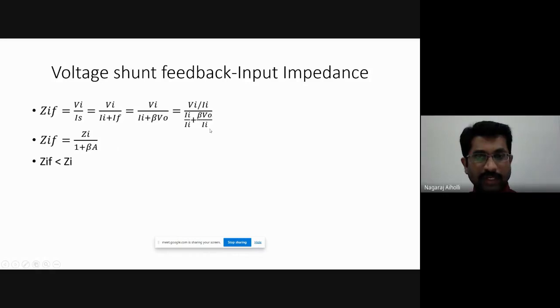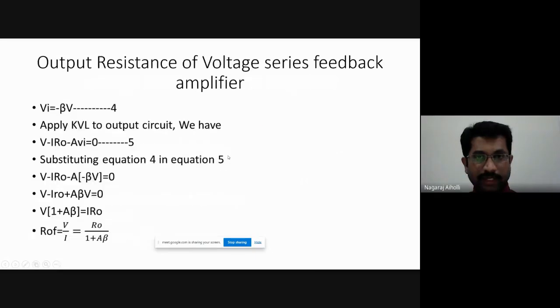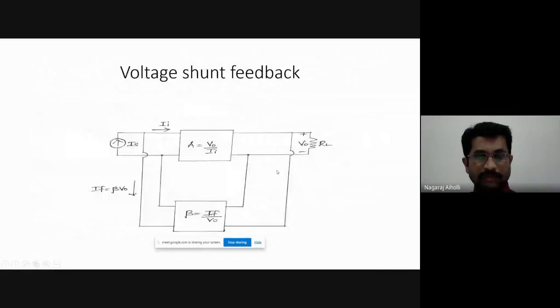What is V0 by Ii? I told you just now: A is equal to V0 by Ii. If you look back at the voltage shunt feedback amplifier, A is equal to V0 by Ii, or V0 is equal to A into Ii.